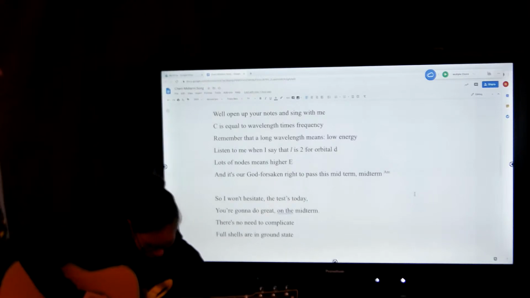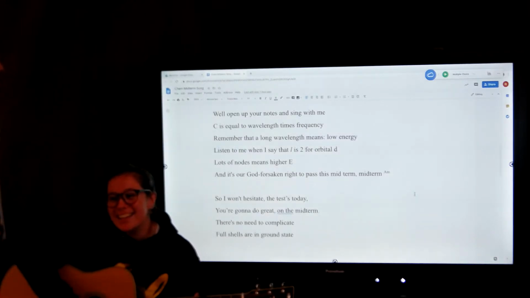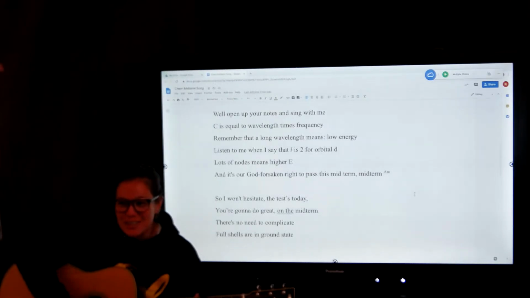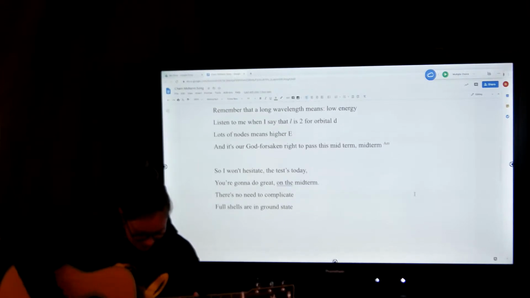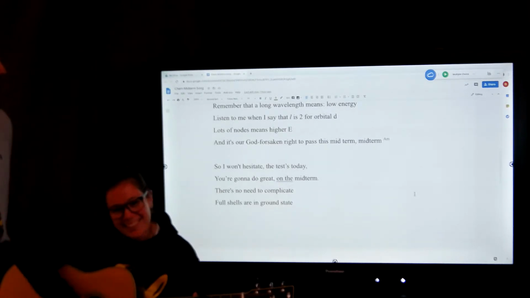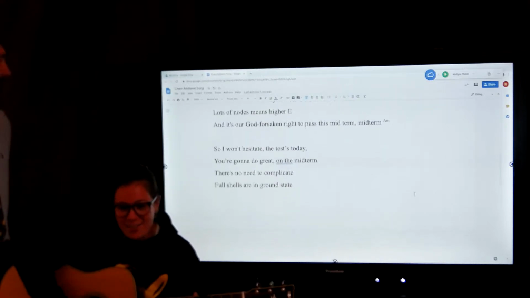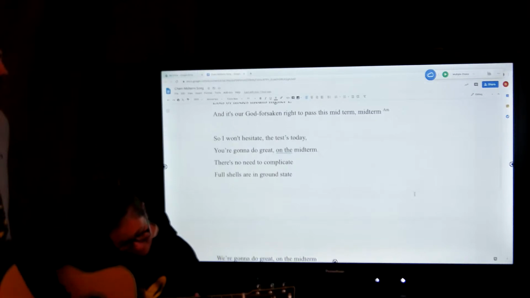Scrolling perpetually. Sorry. So open up your notes and sing with me. See if you can wavelength my frequency. Remember that along wavelength means low energy. Listen to me when I say that L is superorbital D. Lots of notes means higher E. And it's our God-forsaken right to pass this midterm.